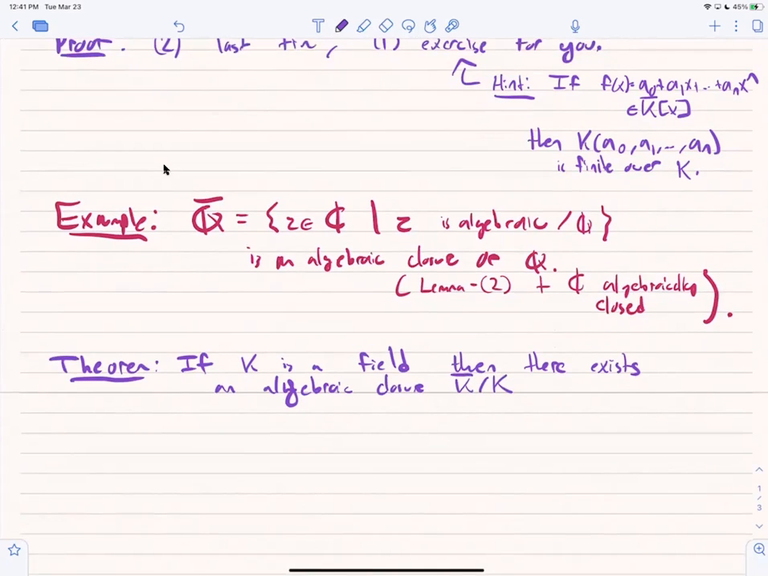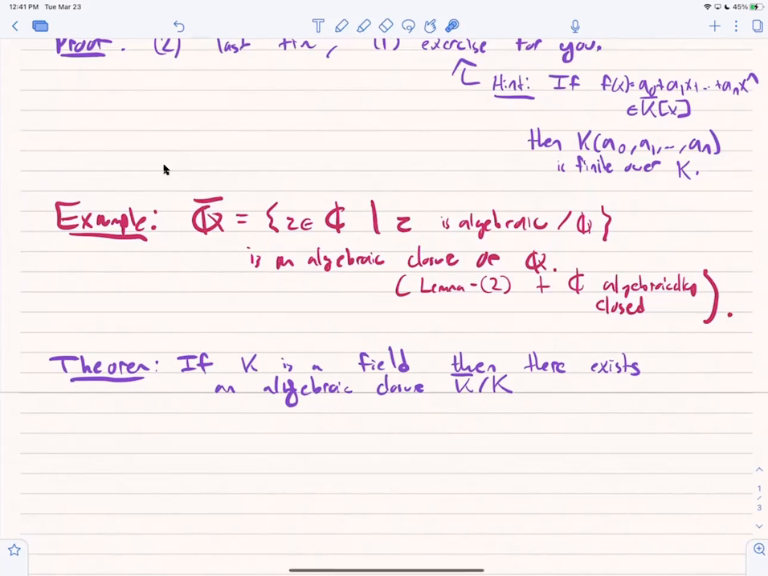Like the complex numbers was an algebraically closed field containing Q, but it contains elements that are transcendental over Q. For example, pi is transcendental, although that's a little tricky to actually prove. There are real numbers that are simpler to prove transcendental, or you can use just a cardinality argument to show there are many transcendental complex numbers.